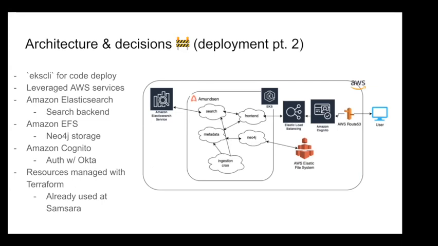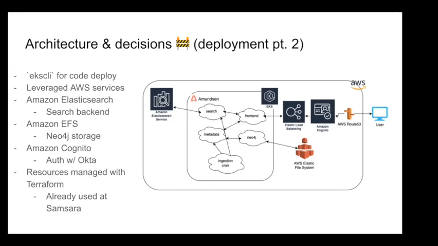Yeah, so this is basically the final architecture here on the right, and I'll go through the components. First, we use the EKS CLI for code deploy. So we don't do any continuous deploy. The reason for that is, one, we didn't want to take the time to set it up. And two, we wanted developers to be very deliberate about how they're deploying Amundsen, and when they make a change, have to go through the process themselves. In addition, we can manage permissions on who can deploy, which is great.